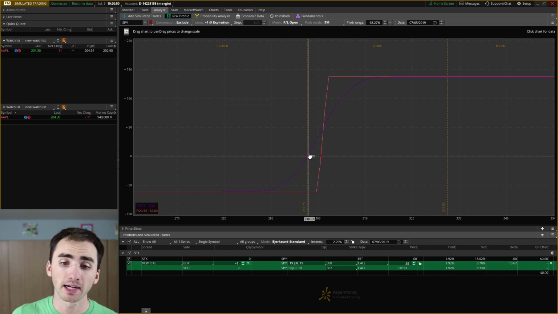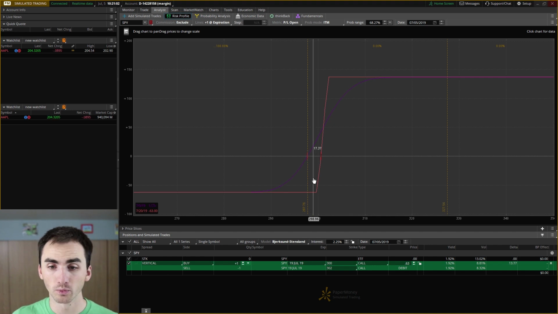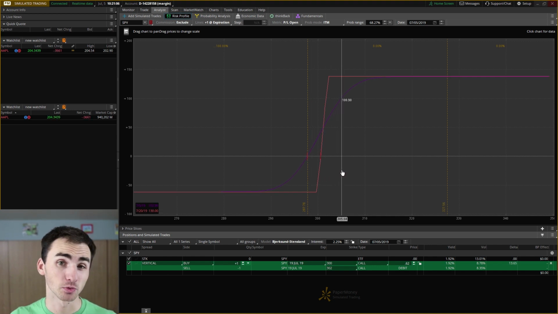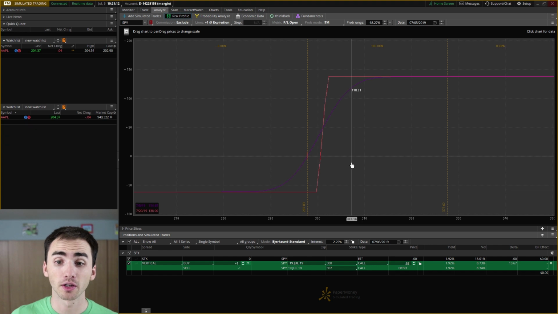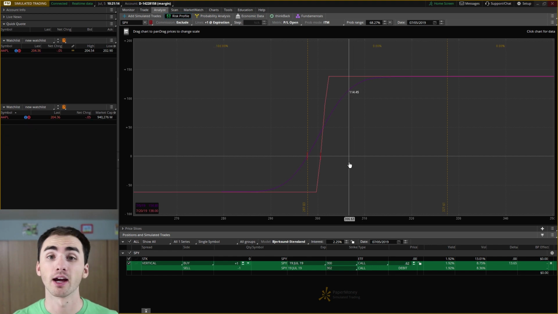So if you were buying this debit spread here, we want to see the market move up to about 305, and then that's when we would want to close the trade for the profit. We wouldn't really want to hold on to it much longer, because you start risking more money for how much you have.